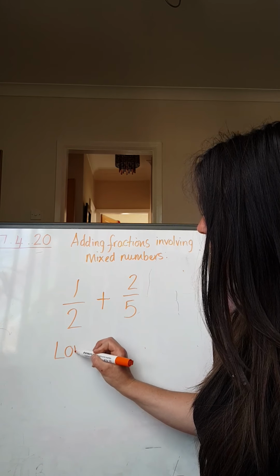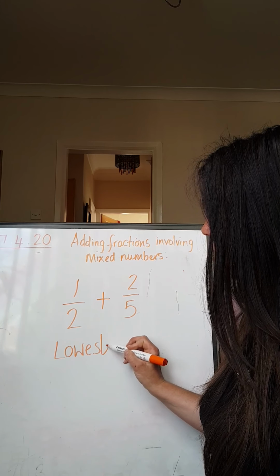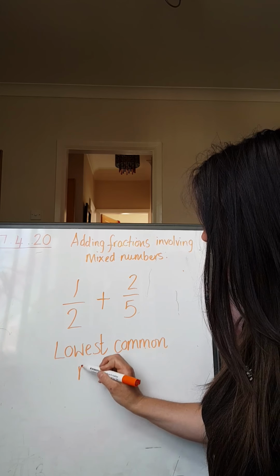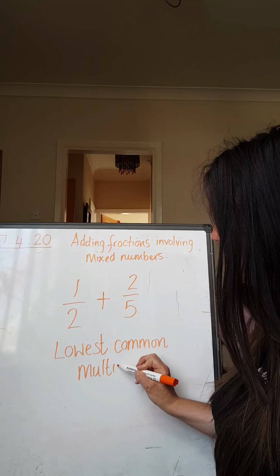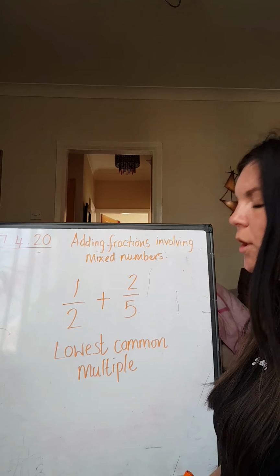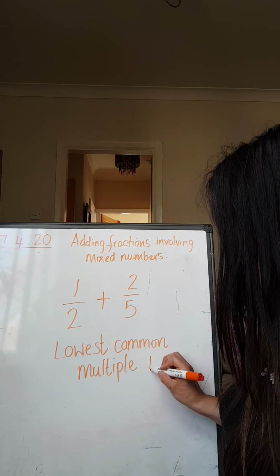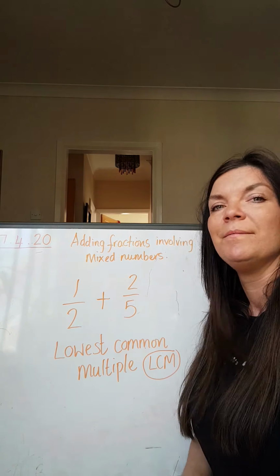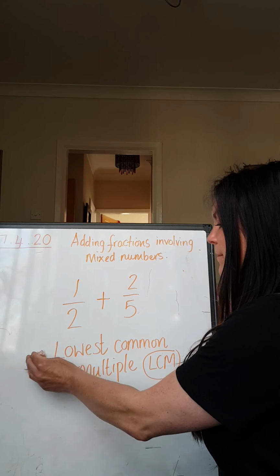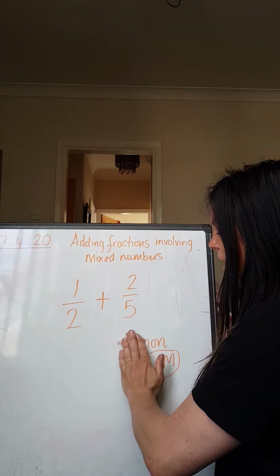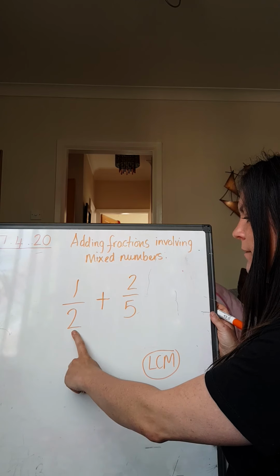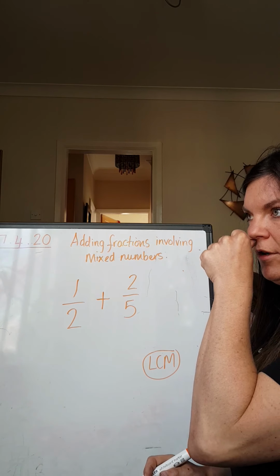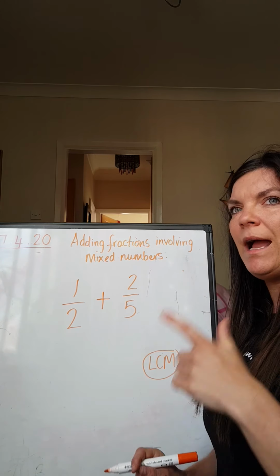It's called finding the lowest common multiple. I wonder how many people can remember doing this in maths. The lowest common multiple. I might shorten that and give it a little abbreviation, the LCM. Okay, so when I'm talking about the LCM, you know what I'm talking about. The lowest common multiple. But what does it mean? It means I've got to find a number that is in both of those times tables. Okay, so I've got to find a number that's in the 2 times table and the 5 times table.